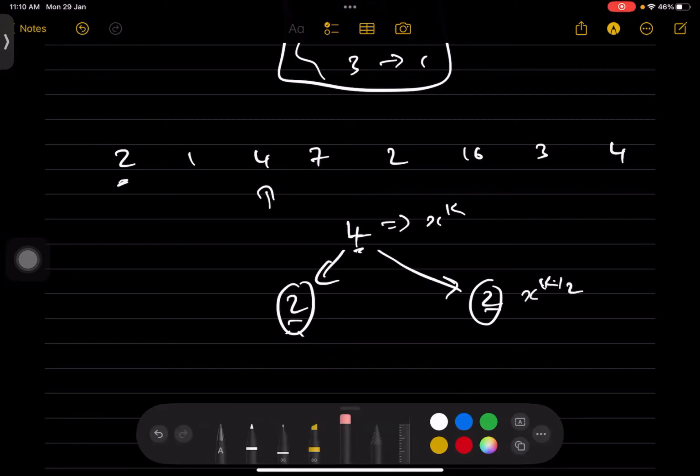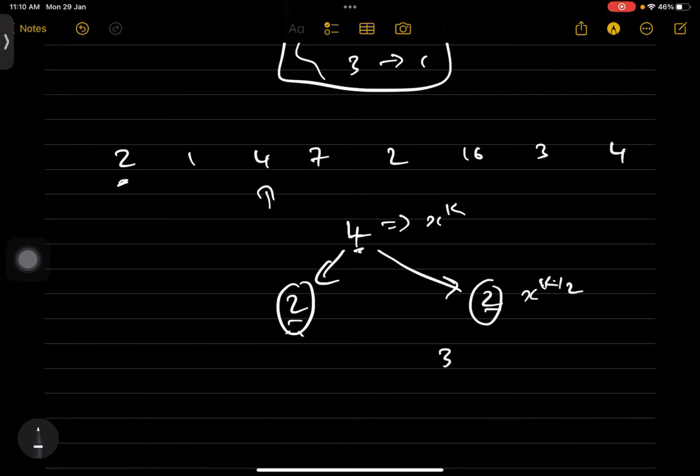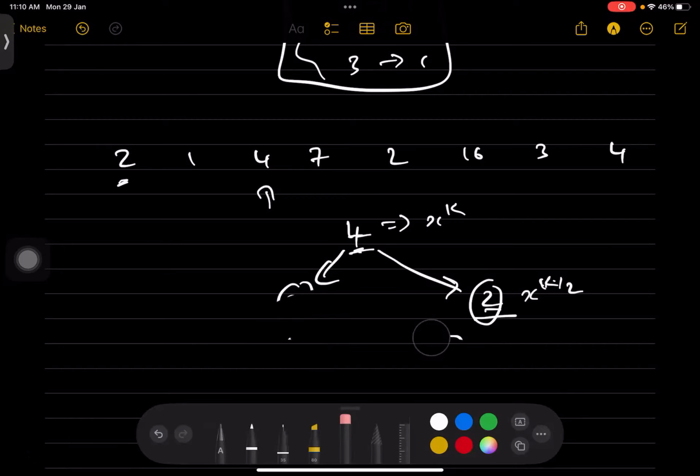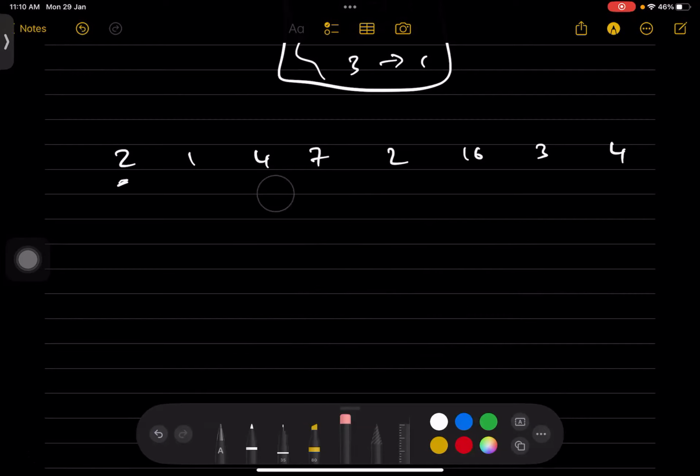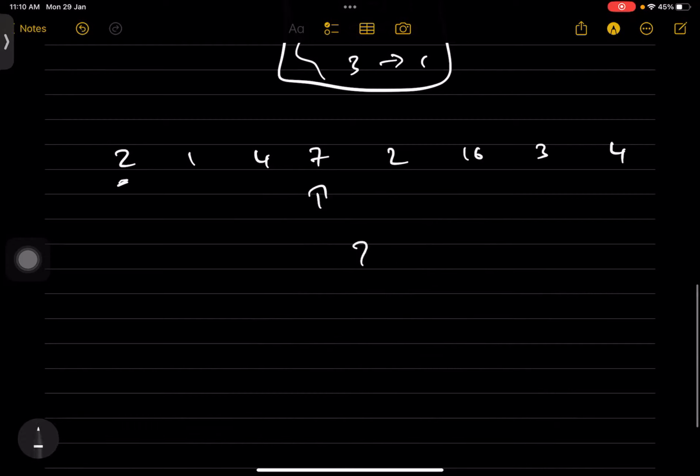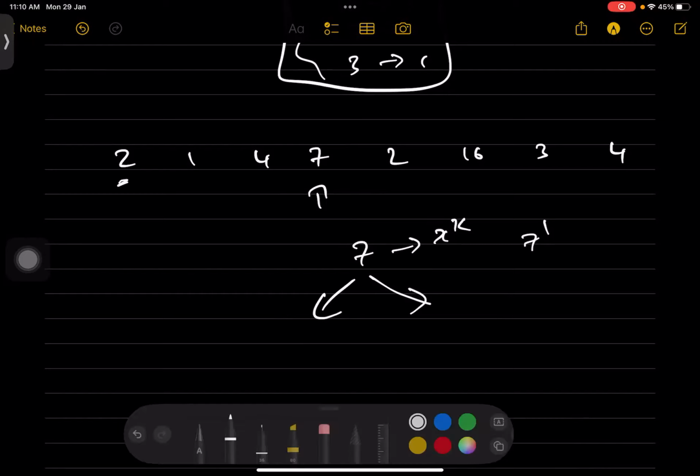It's 3 because we have 4, 2, and 2, right? Now let's go to the next number. Okay, so I'll erase this part. Now, if we consider 7 as the x power kth element, here k value can be only 1, right? Now we try to expand it. Now we observe here there is no possible way of expanding it further because two integers multiplied can never lead to a value of 7, right? So we stop right here.